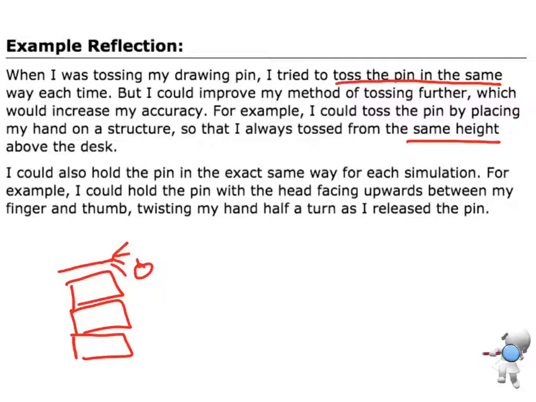Another thing would be holding the pin in the same way. For example, I could have the head facing upwards between my finger and my thumb. So I can talk about the method that I've used and try to think of ways I can control it further. That would be an example of a reflection on what I could do to improve it.